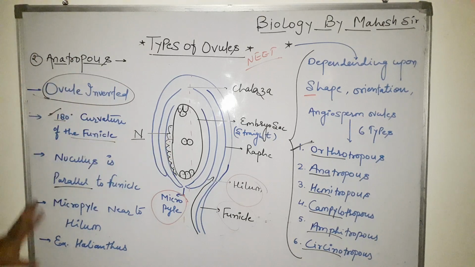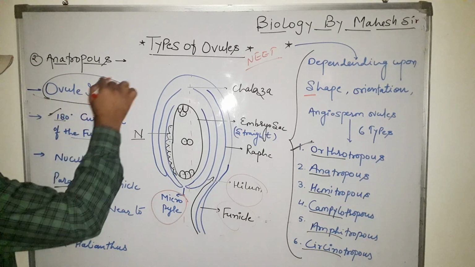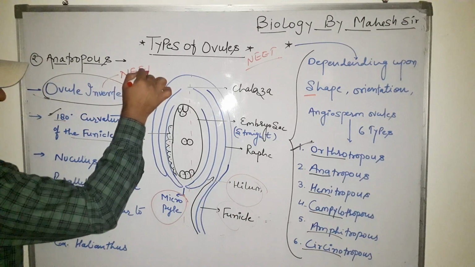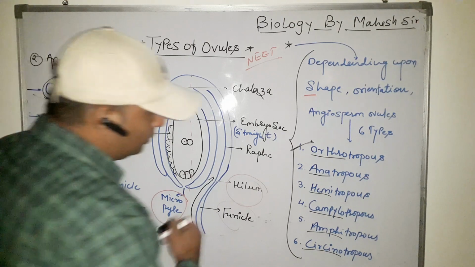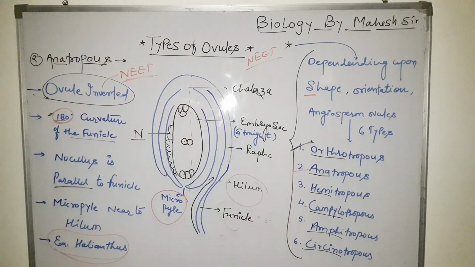Diagram and then explanation for your subjective questions, as per your NEET purpose. First, inverted ovule, a very important point for NEET. Second, the angle of curvature is 180 degrees. And the next important part is the example: Helianthus is the example of this type of ovule. In angiosperms, it is the most common type of ovule. So these are two ovules: first orthotropous, second anatropous. Now you can take a screenshot.